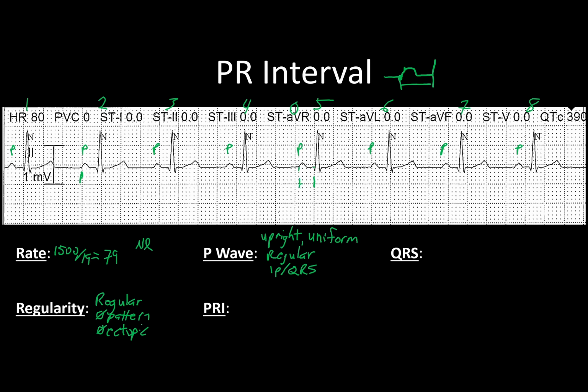Now this is something I like to do, which is mark my measurements not on the actual strip itself, but above or below. That way I don't wind up covering up the rhythm that I'm trying to interpret or read. So if we measure these out, I've got 1, 2, 3.5-ish. Probably round up and just call that 4. And then this one here, I've got 1, 2, 3, 4. So right at 4. That's 4 small boxes.